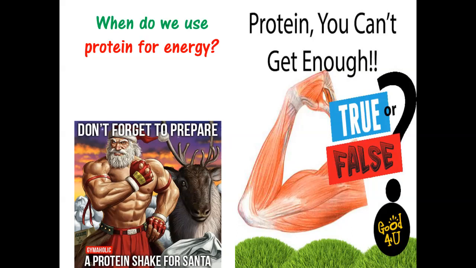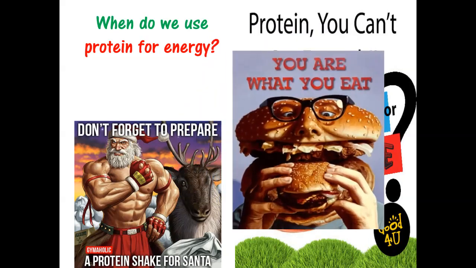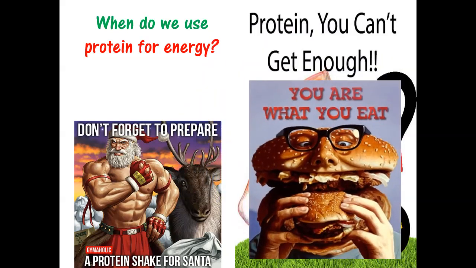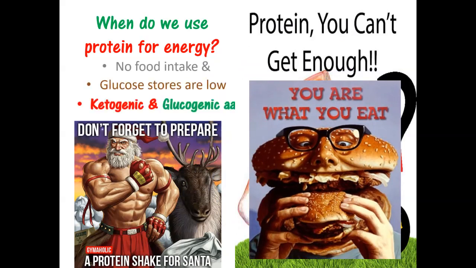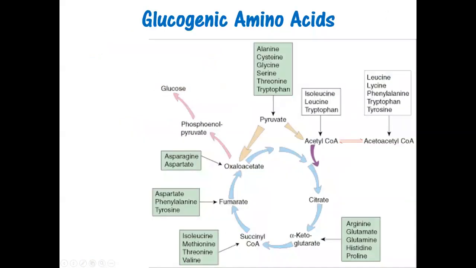A bunch of you watched Game Changers. I recommend it for all of you. It's a game changer. You've all had to watch that one movie. You are what you eat. So if you don't take in food, your glucose stores are low. You have 2 different types of amino acids. Some of them will become ketones and some will go through gluconeogenesis to make glucose.